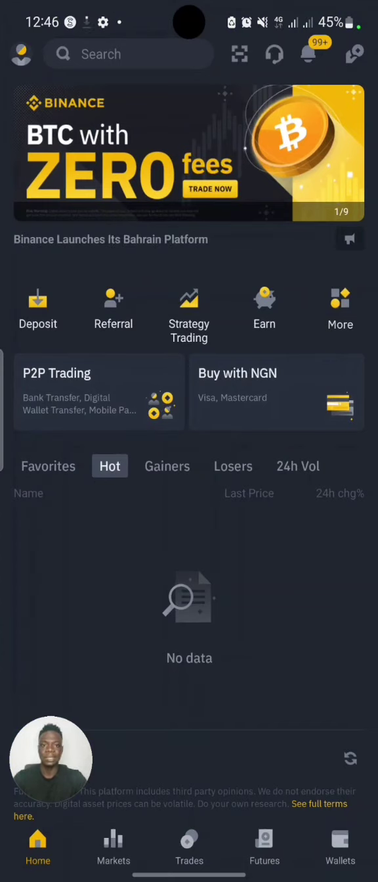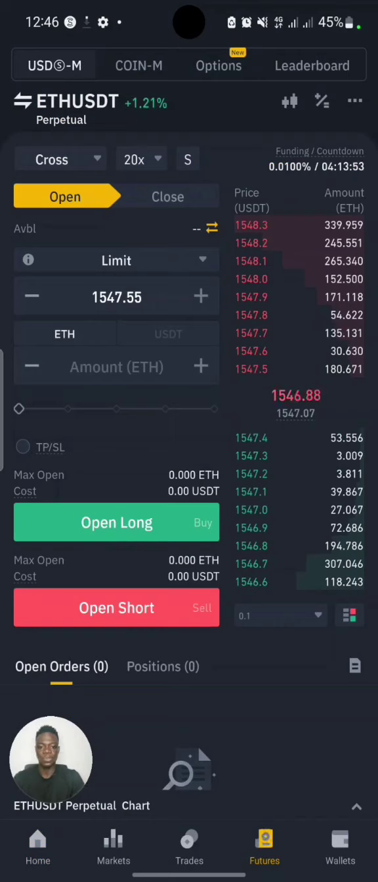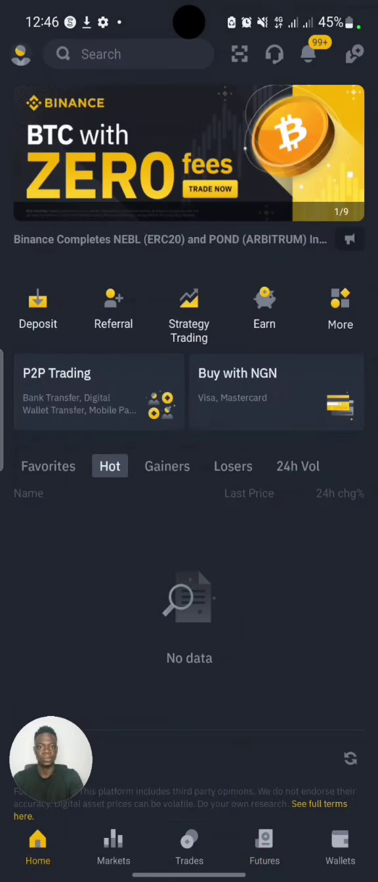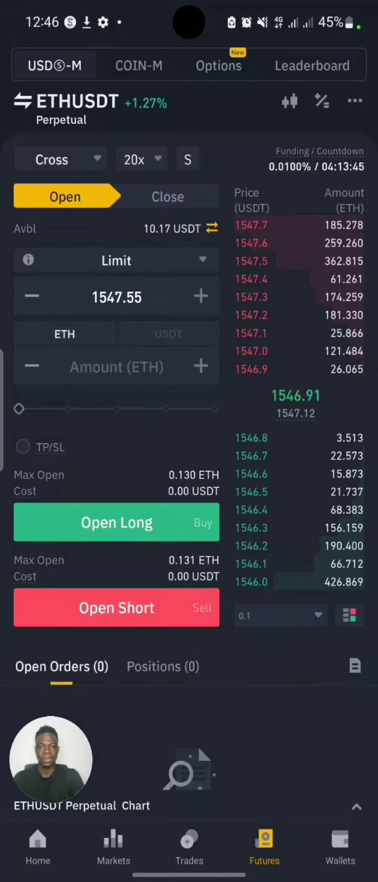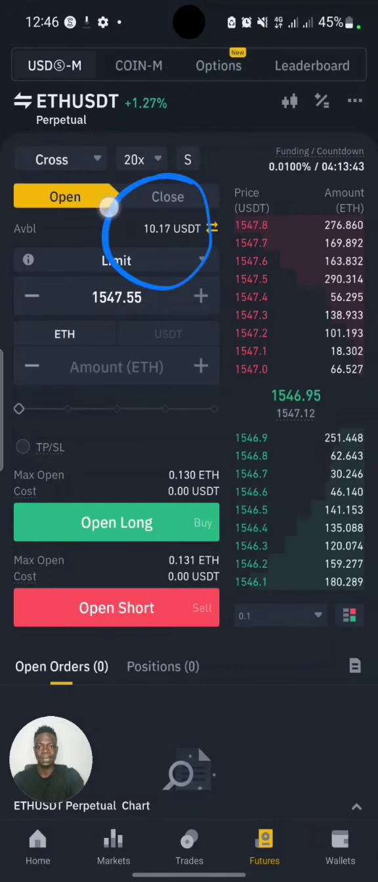Now before you place any trade on Binance, you need to go to the futures account. Right, you click on futures right here. When you click on it, now you see the balance here. I have 10 USDT there. That's the amount of money I have on my futures.